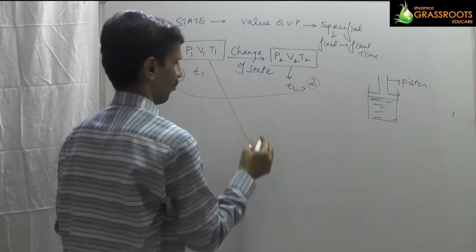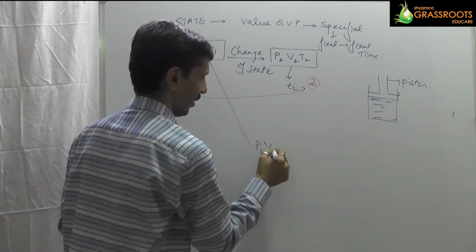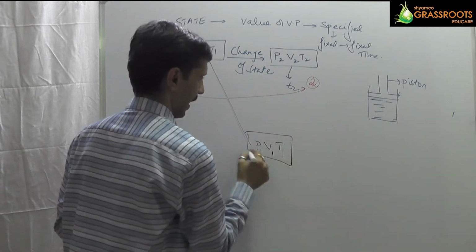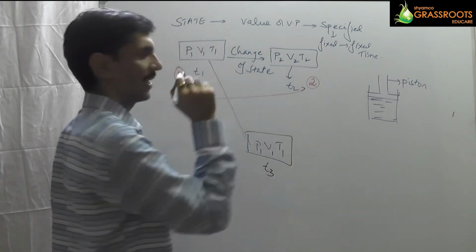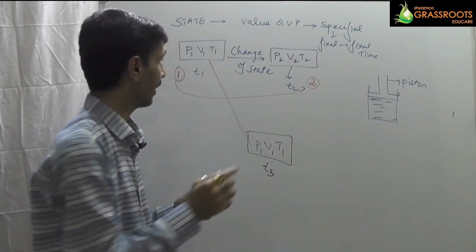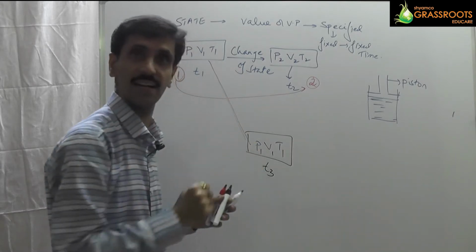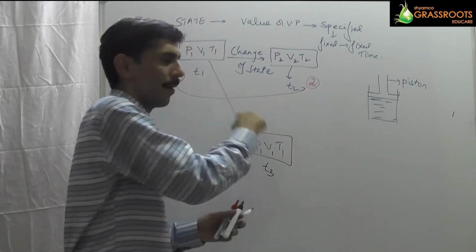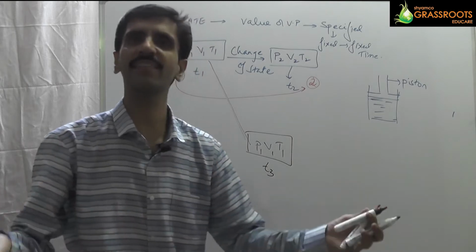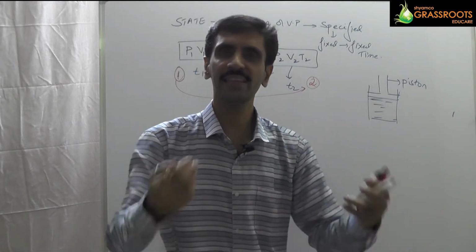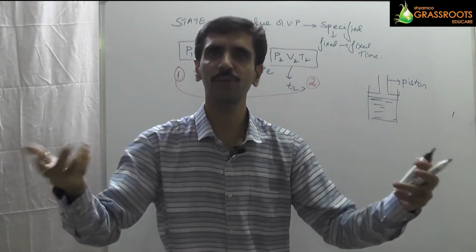The third example is P1, V1, T1, and I give here T3. See now what is the change which is taking place? The time is changing, but the values of the variable properties are remaining fixed. I give you a very simple example: an AC which is working in a room, and the lecture is going on. Say the lecture is for 2 hours.